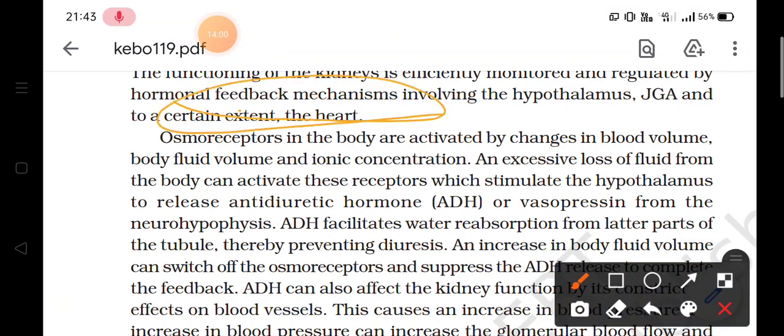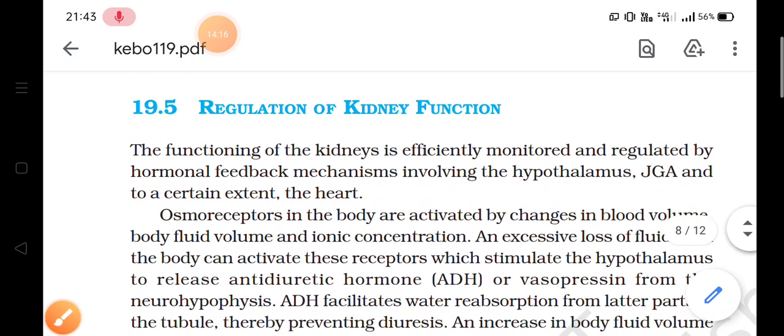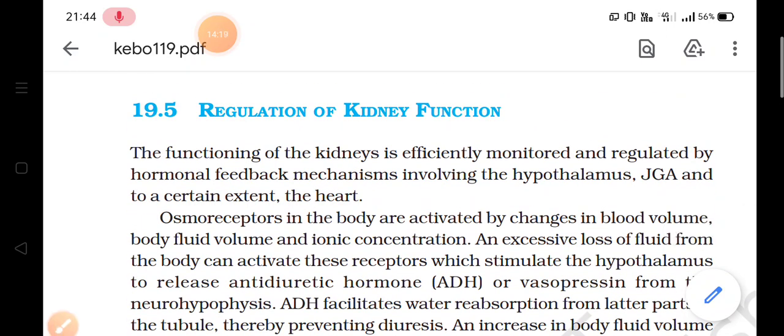Now I think you are familiar with the feedback mechanism. Feedback mechanism means when there is a need for a particular hormone, then it is released, otherwise it is reabsorbed, and this is known as feedback mechanism. So urine production, or the production of the filtrate, also depends upon the feedback mechanism of the kidney or the hormones, and it is regulated by the hypothalamus, which is a gland, then the JGA, and to some extent the heart also plays an important role in regulating kidney functions.